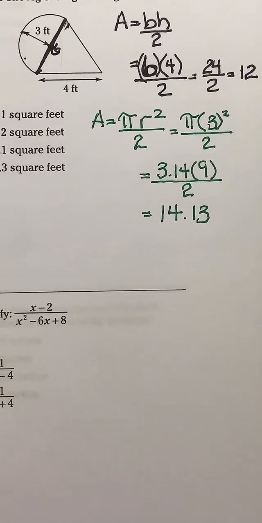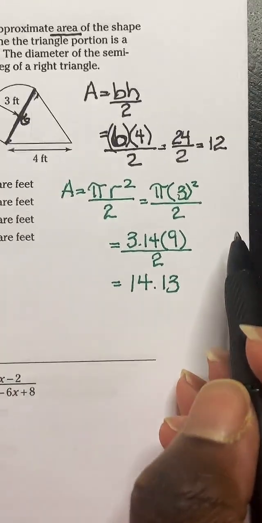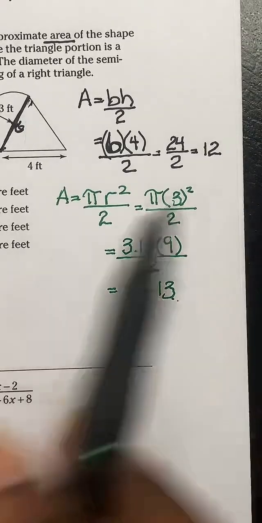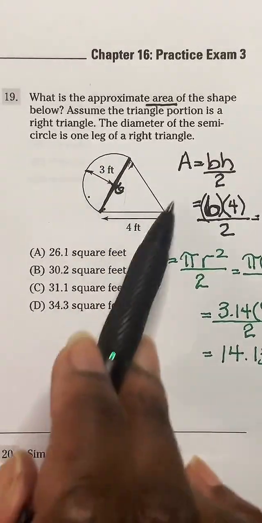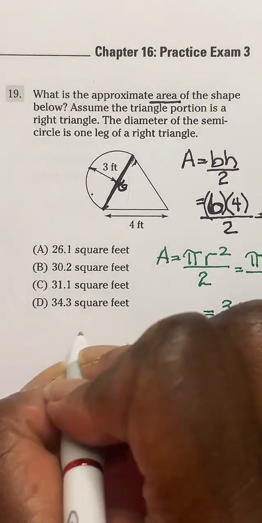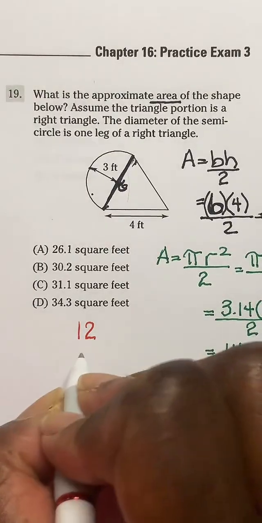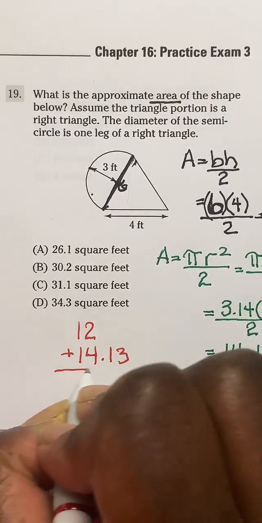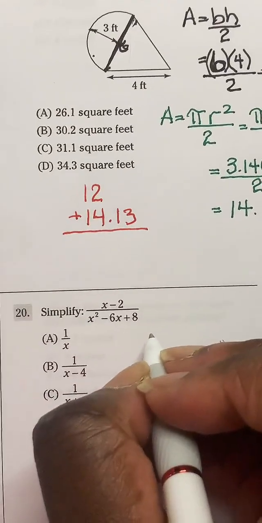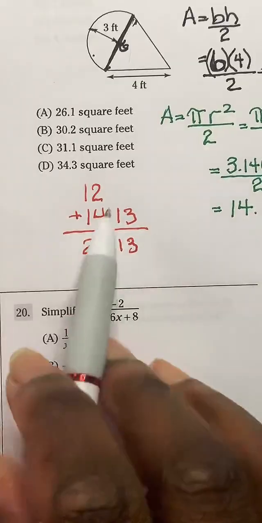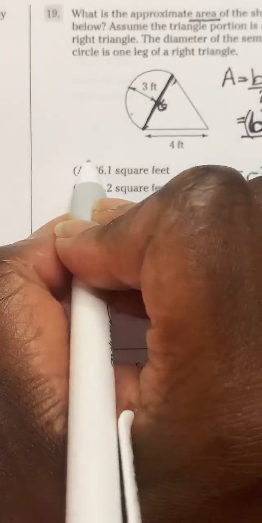But like I said, we have to take our 2 answers, our 2 areas, to see how much the area of the whole thing is. So we're putting it all together. I know, it's a pain in the neck, but here we are. We got our 12 and we got our 14.13, and we're adding those together. So if we add them together, you get 26.13, which, since we got our 26, it's going to be A.